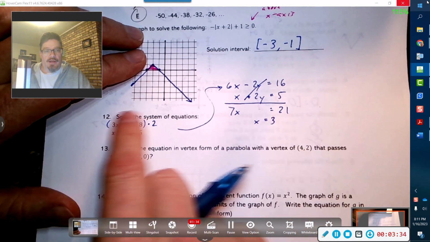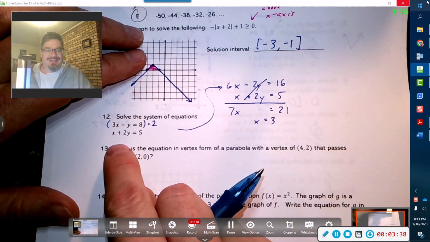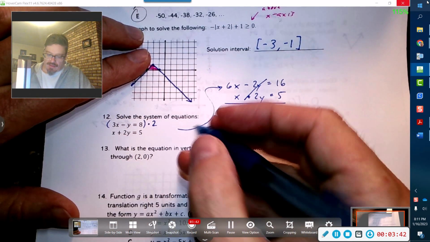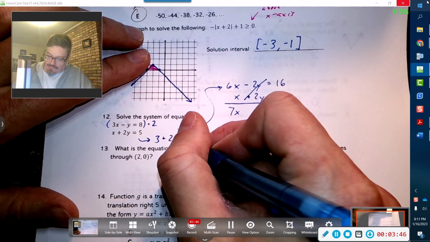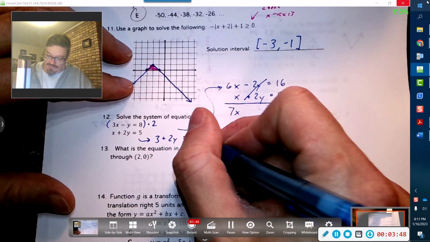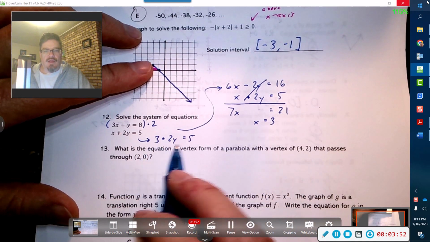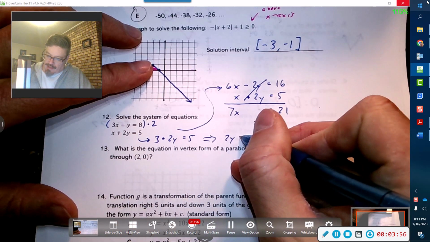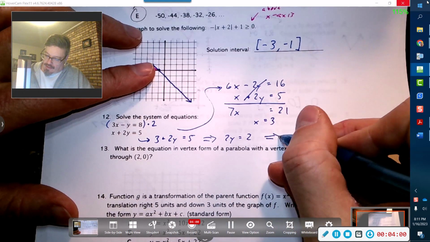So I go back to any one of these that I want, and the x is going to get plugged in. I like to keep it as simple as possible, so I get a 3 right there. Let's use this guy. A 3 for the x, plus 2 times something equals 5. And I got a little two-step equation. Subtract 3 on both sides, and I get 2y equals 2, so then y equals 1.